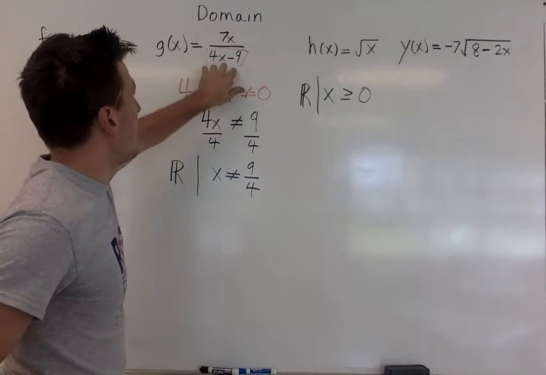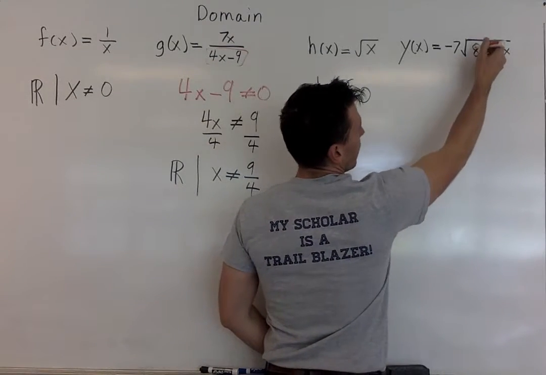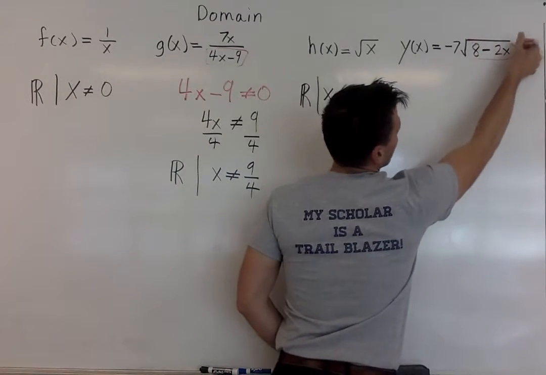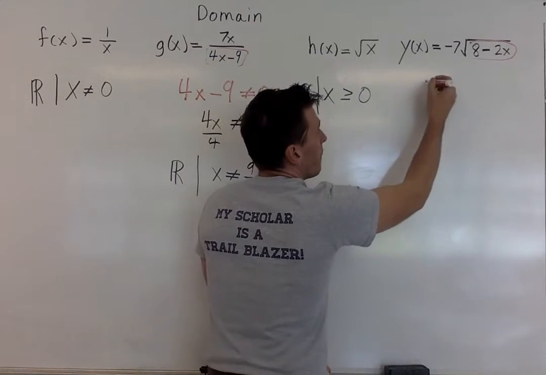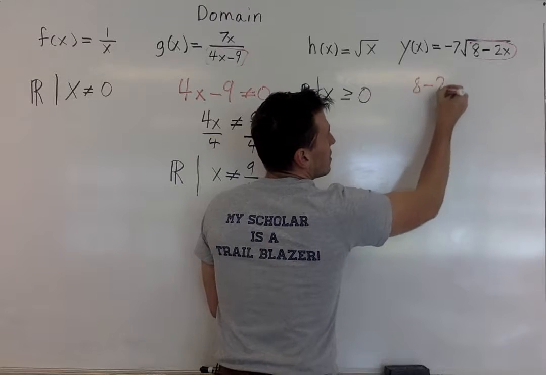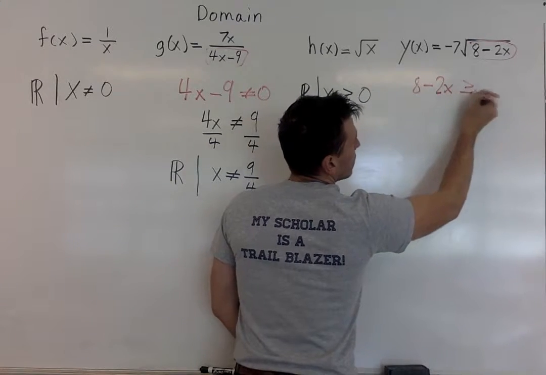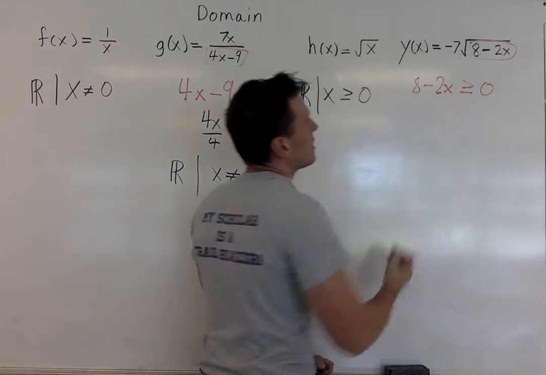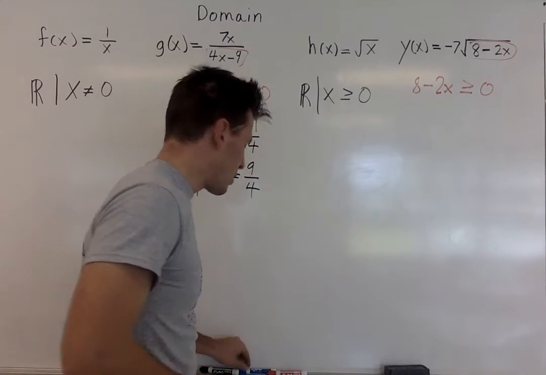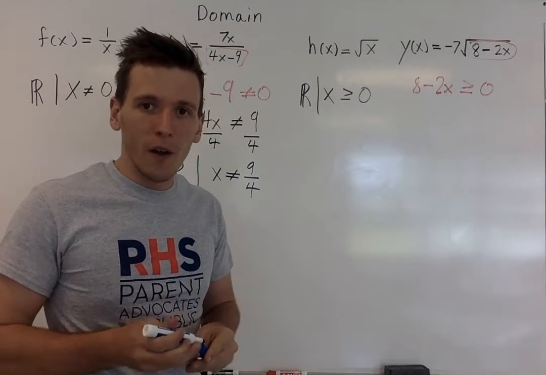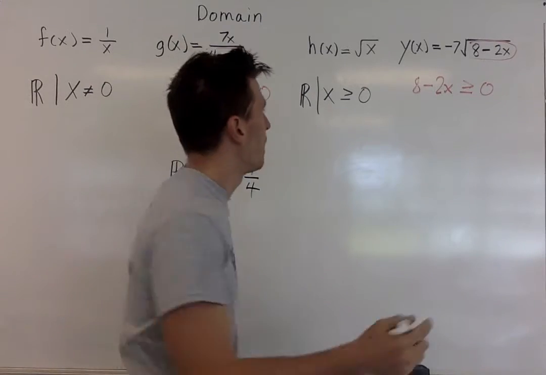Same process again. We focus on the part of it that makes it undefined. So even though there's a negative 7 out front, the only thing that matters to me is the inside of this root, which means that 8 minus 2x must be greater than or equal to 0. If this is a negative number, then that whole function ceases to exist. And so I'll solve this just like I would solve an inequality back in 7th or 8th grade when we were working on inequalities there.